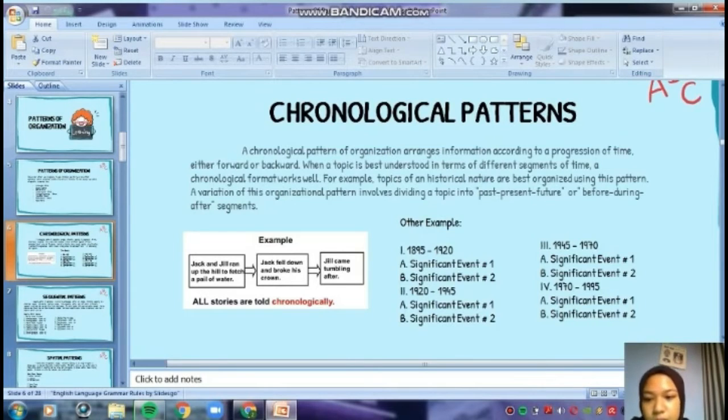Example: Jack and Jill ran up the hill to fetch a pail of water. Jack fell down and broke his crown. Jill came tumbling after. All stories are told chronologically, and this is another example.